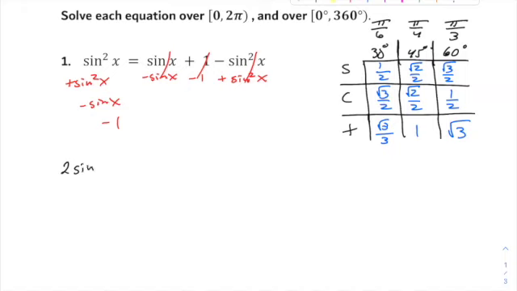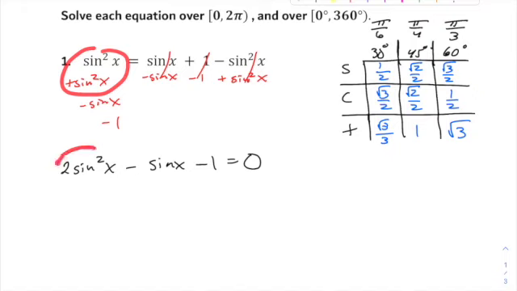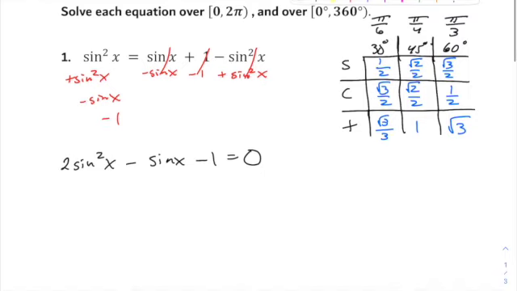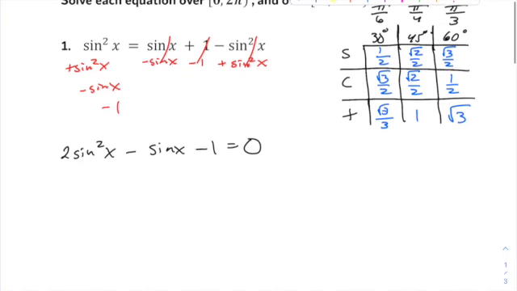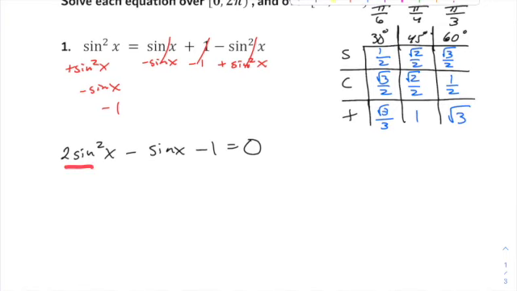So on the left, when we compile everything, I'll have 2 sine squared x minus sine of x minus 1 is equal to 0. And there was a reason I did it this way, because I like to keep my quadratic term having a positive lead coefficient. If I had moved everything to the left, I would have had negative 2 sine squared, but not a big deal in that case. I would have just divided everything by negative 1. But now I'm trying to solve this, and what I have is a trinomial equal to 0.